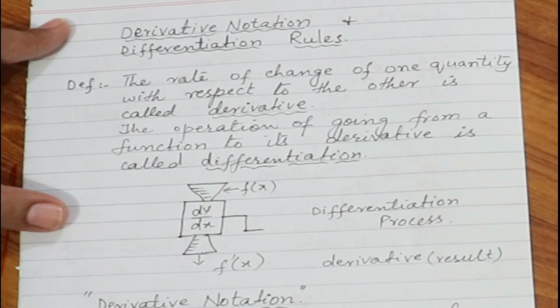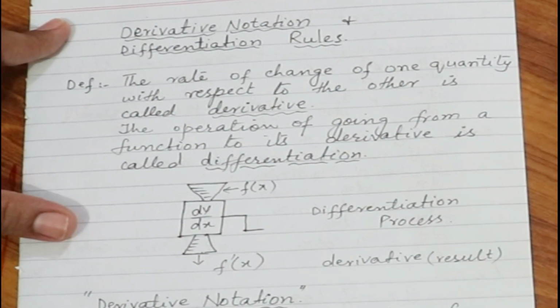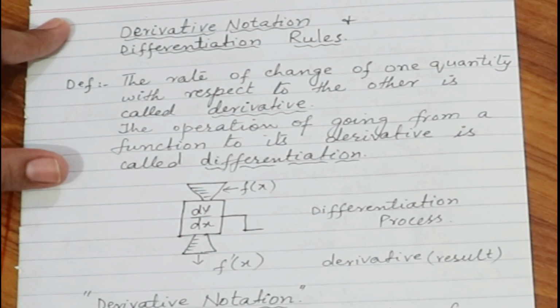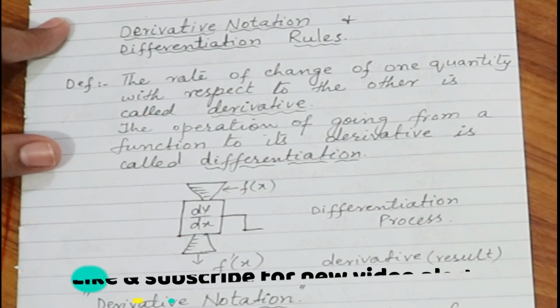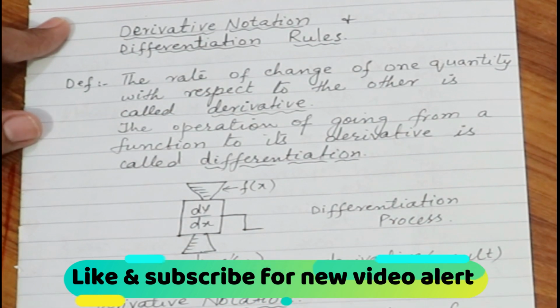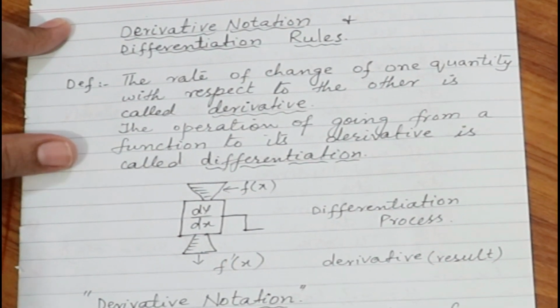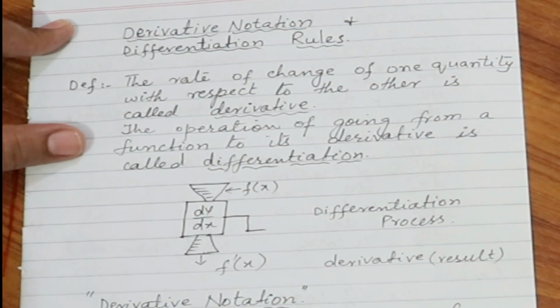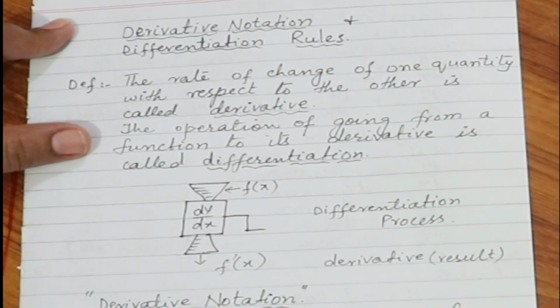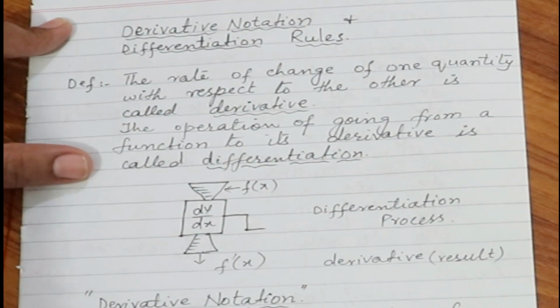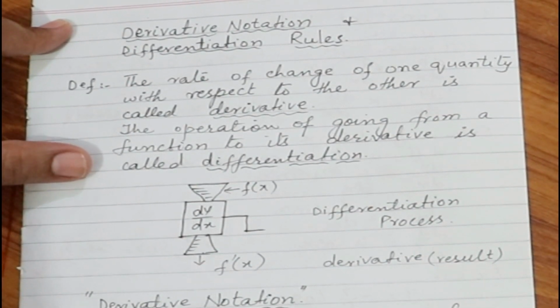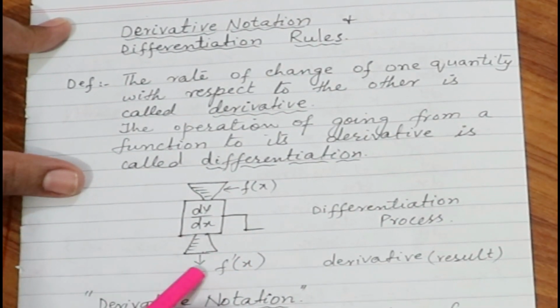We can also define derivative as an indication of how much the dependent variable changes as a result of the independent variable. Now we come to the definition of differentiation. The operation of going from a function to its derivative is called differentiation. We can understand the definition of differentiation with this simple process.